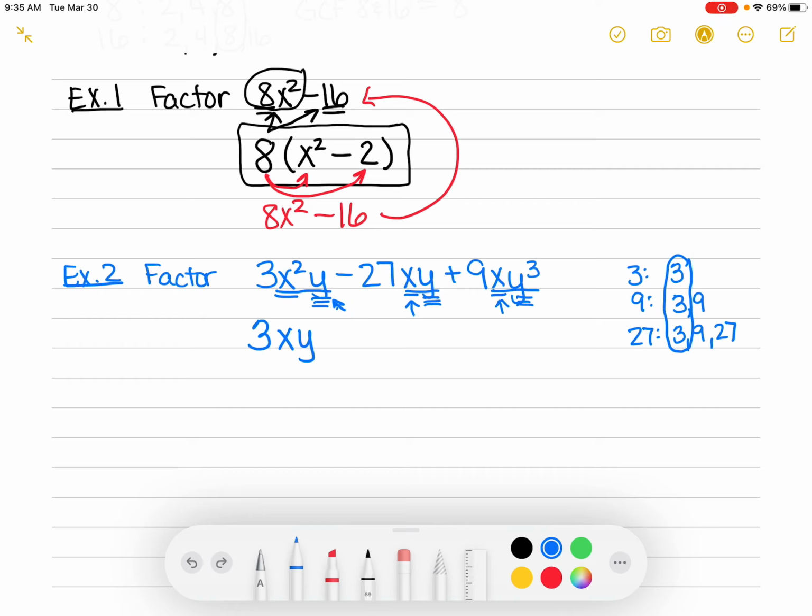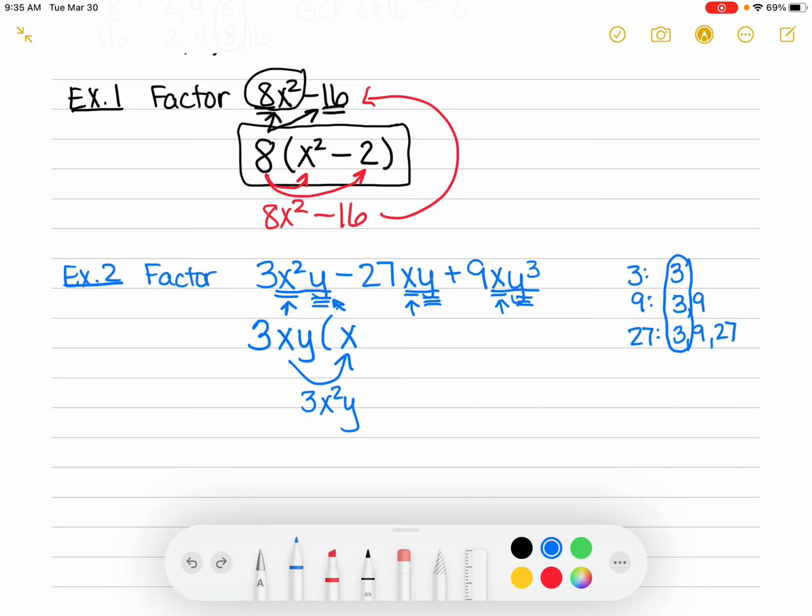So on your variables, you're taking out the lowest exponent. Okay, and that's it. Now I'm going to do my distributive property, and I'm going to look at each one individually. So what do I need to multiply 3xy by to get 3x squared y? And that would be just x. I only have to multiply it by x. See, if I multiply those two, I get 3x squared y, just like up here.